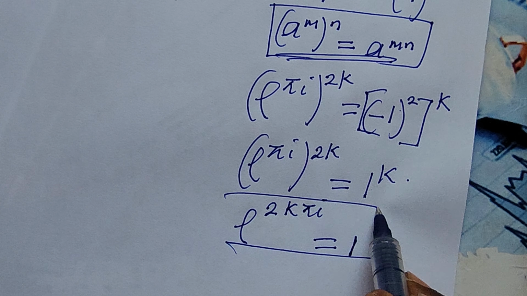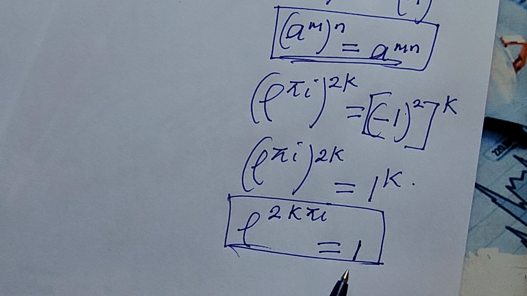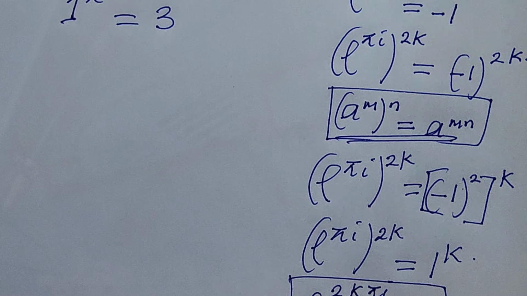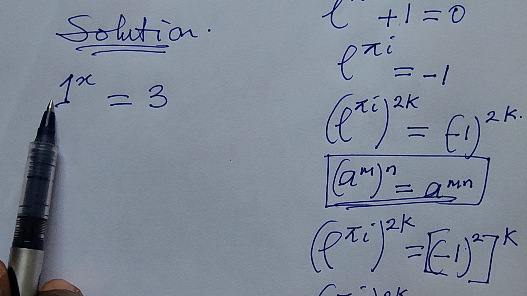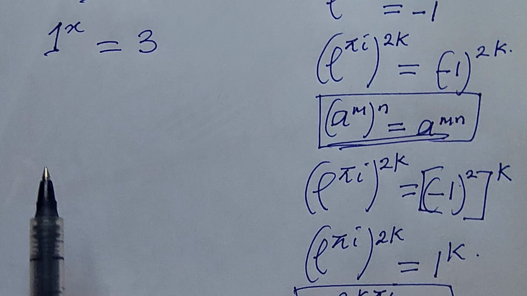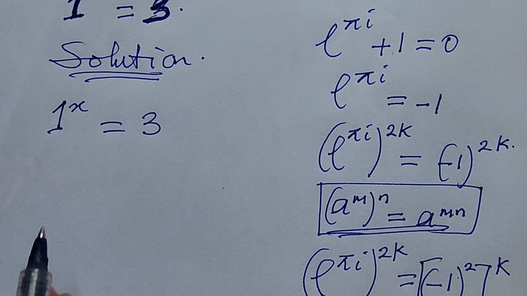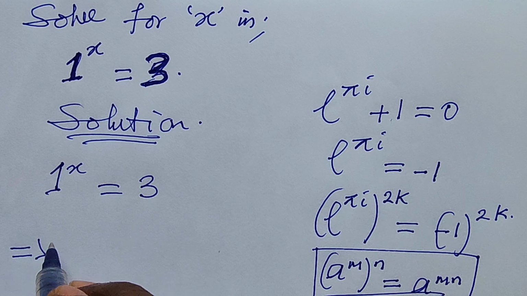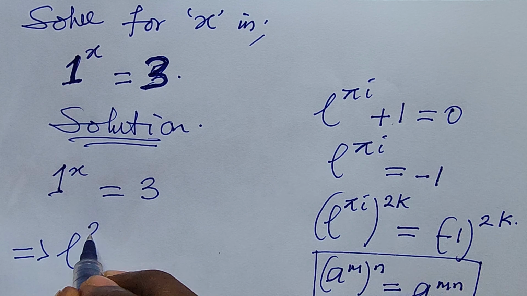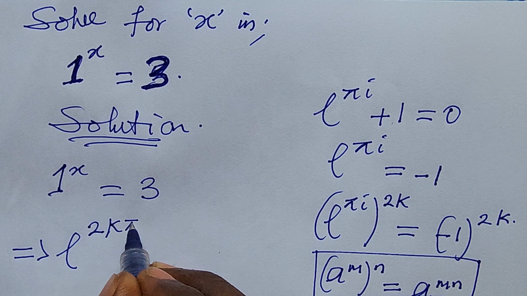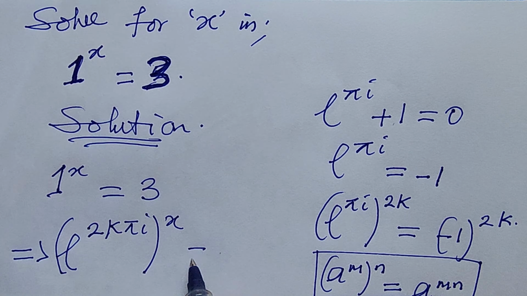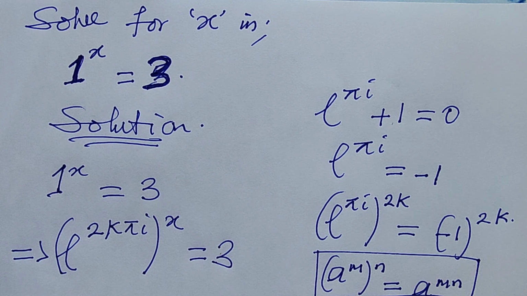Now look at this expression we have in here now. We have 1 here, right? So with this 1, we can come to our equation and replace it here. We said 1 is equal to this quantity here, so we can replace that. This now implies that e to the power of 2k pi i, all raised to the power of x, is equal to 3.